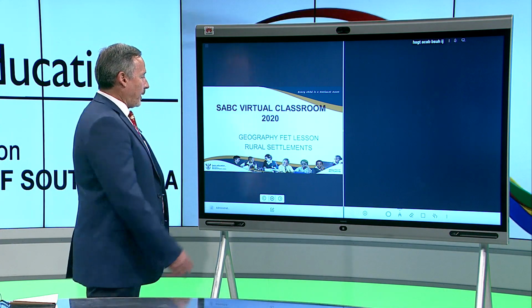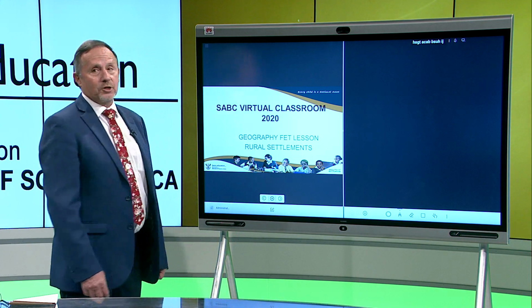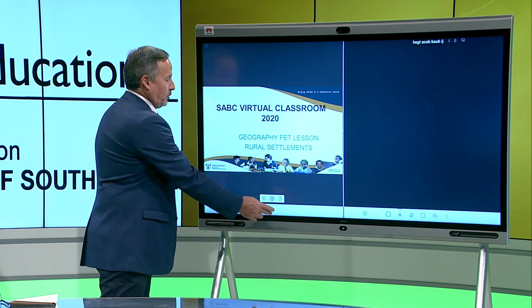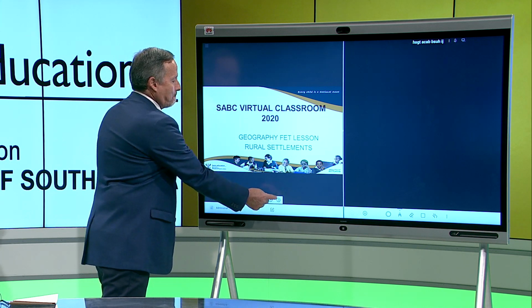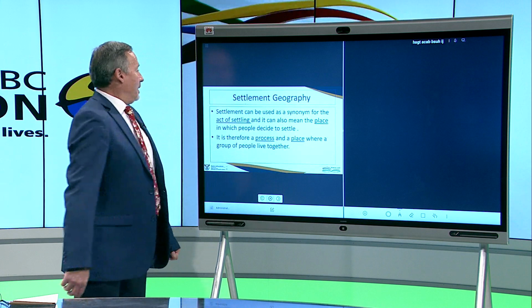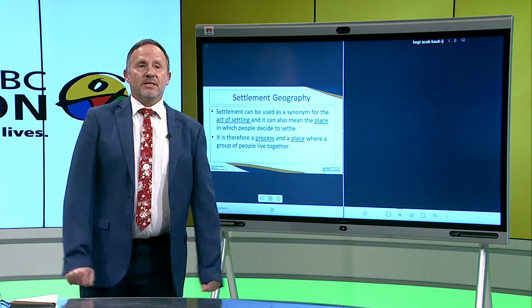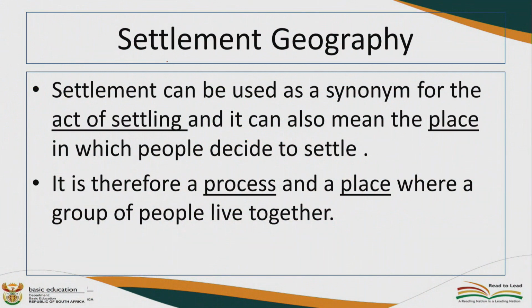If we advance to the first concept that we would like to look at, the definition of settlement geography. The key thing here, you would see I've underlined 2 words here. The act of settling, and then the place. Why this is important is particularly for those of you who are looking to go into careers such as town and regional planning, architecture.